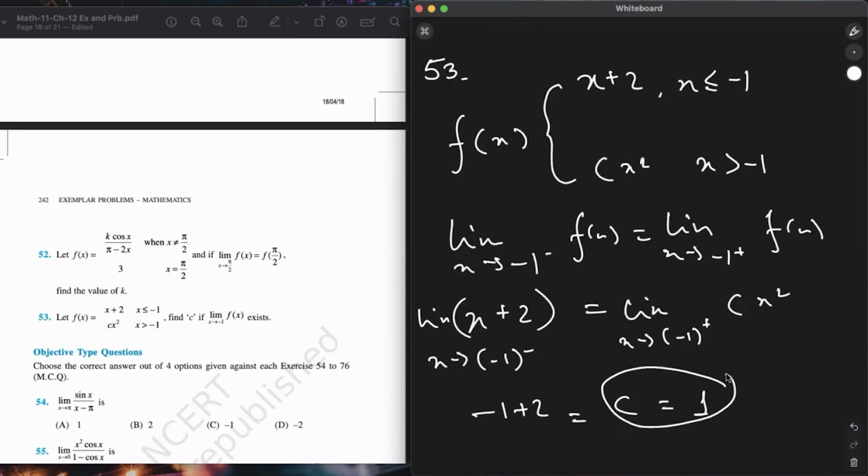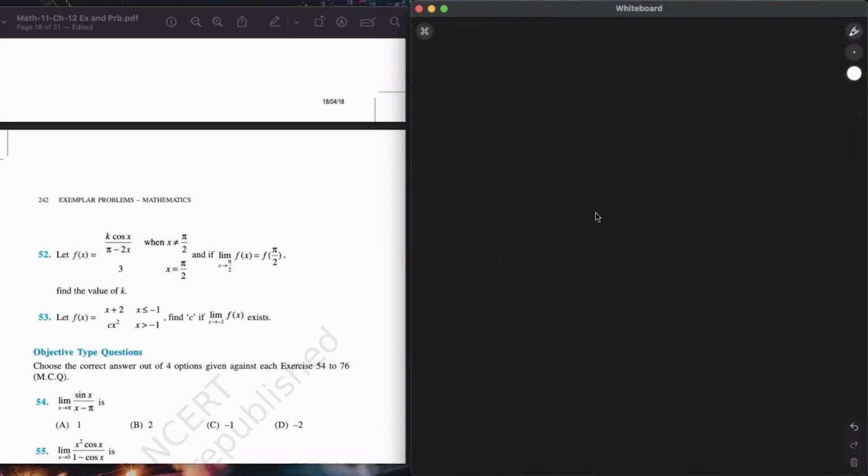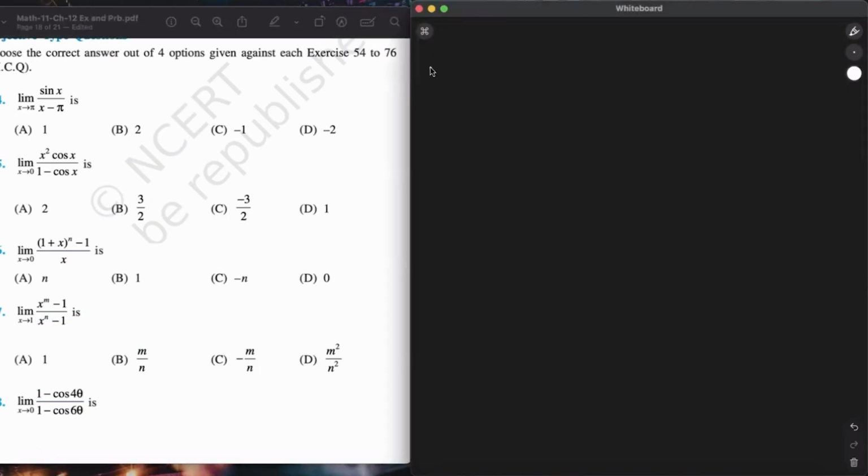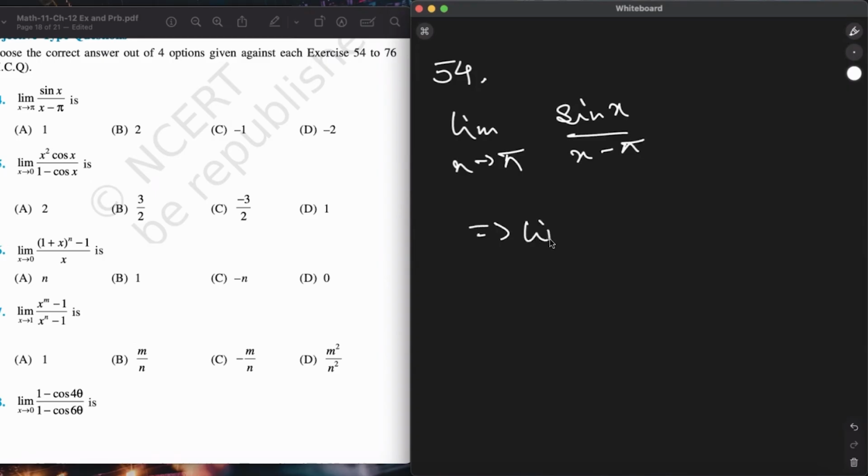All right. So the next question, now we are moving forward to the objective type questions. Choose the correct answer out of 4 options. Let's see the first question. First question is question number 54, where limit x is tending to pi of sin x divided by x minus pi. Plugging in the values for x tending to pi, sin x can be written as what?